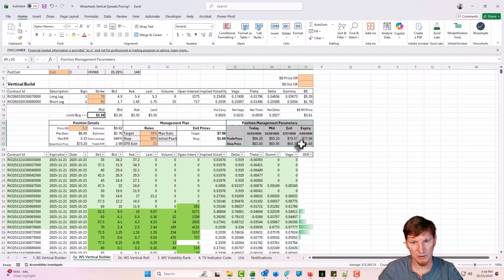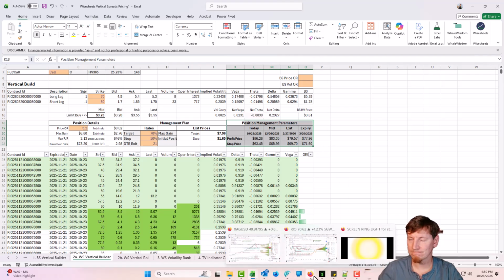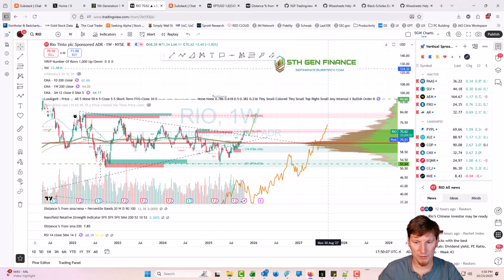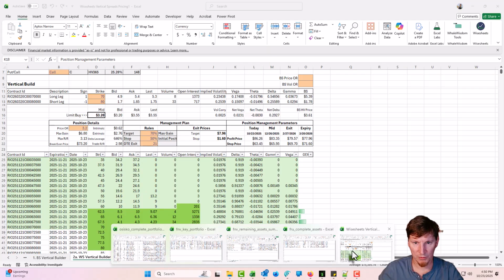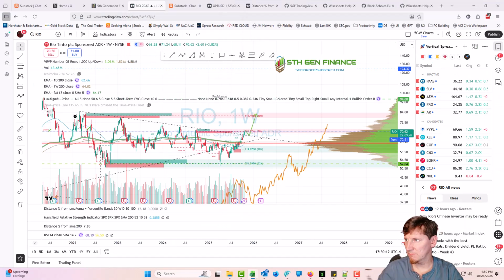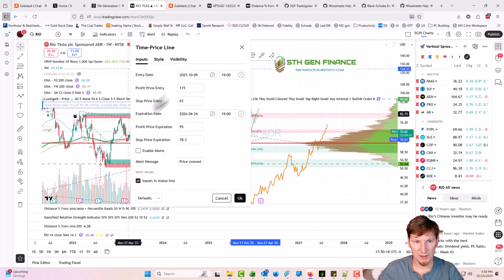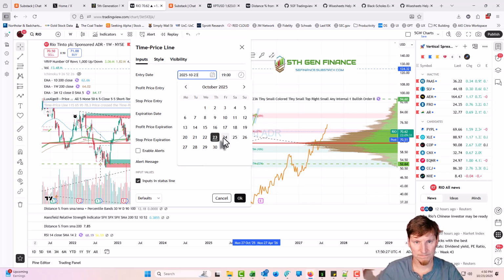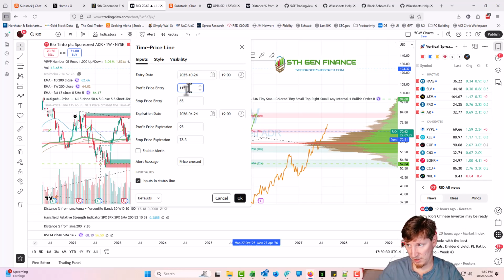I'm going to move this pane off here in a second, but I have these position management parameters. This is what I'm going to plug into my little TradingView jig, and it is going to print where my stops and targets are going to be. If you haven't seen that, I'll walk all the way through. There's my time price line, profit entry. First of all, we're going to get today's date, which is the 23rd. Let's do it tomorrow. And then the profit at entry is going to be about 86. Stop is going to be 63.